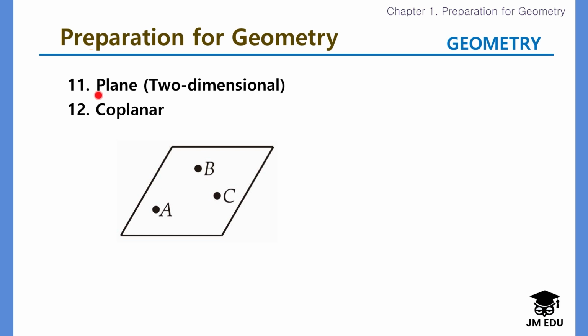Number 11, plane. Plane is a flat surface which extends forever. So it really has no edges. Planes are two-dimensional figures. Number 12, coplanar. We say objects are coplanar if they all lie in the same plane. In this figure, we can say 3 coplanar points A, B, C because they all lie in the same plane, right?